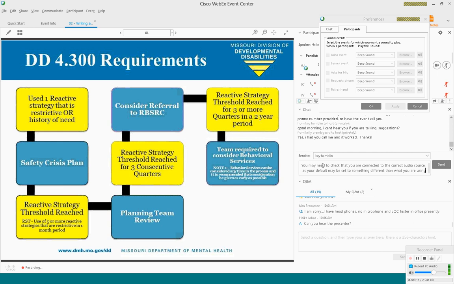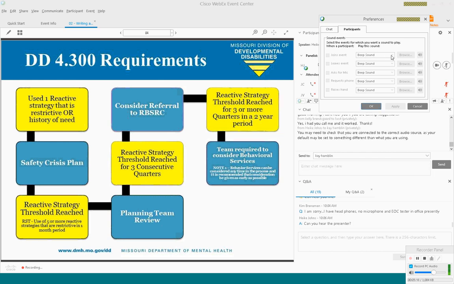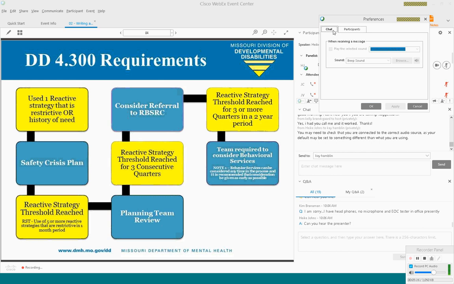And then once you've reached threshold for 3 or more quarters in a 2-year period, so these aren't necessarily consecutive quarters, but just any time you're reaching threshold across a 2-year period, 3 or more times, you need to request behavior services. So this is not an option. This is you must request behavior services.